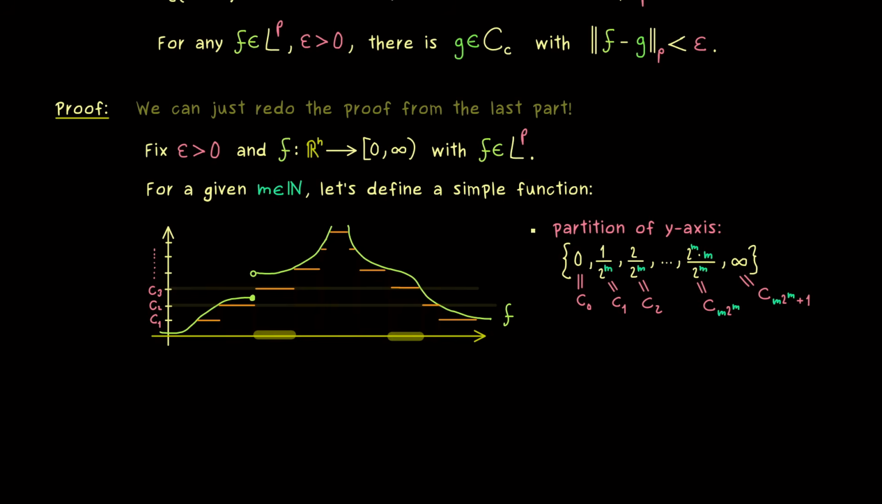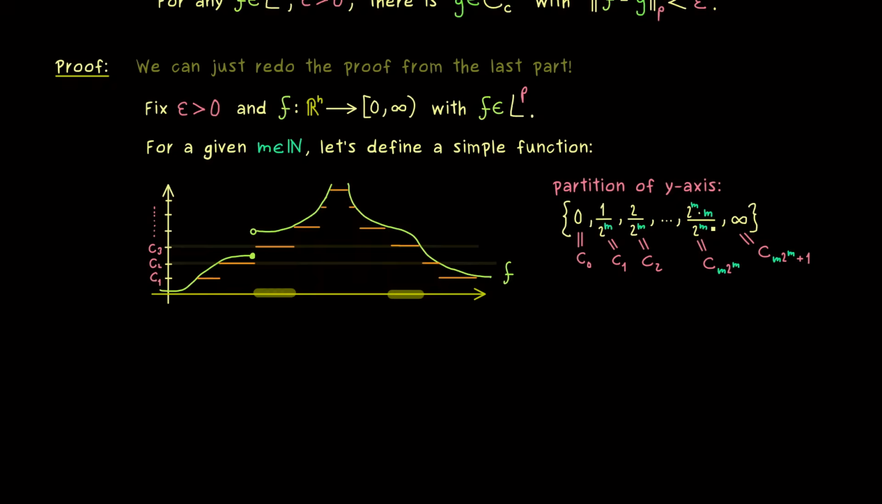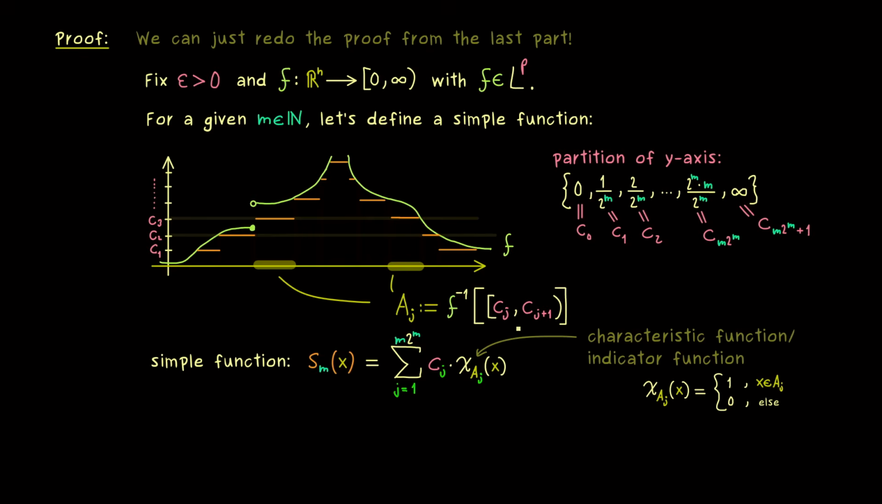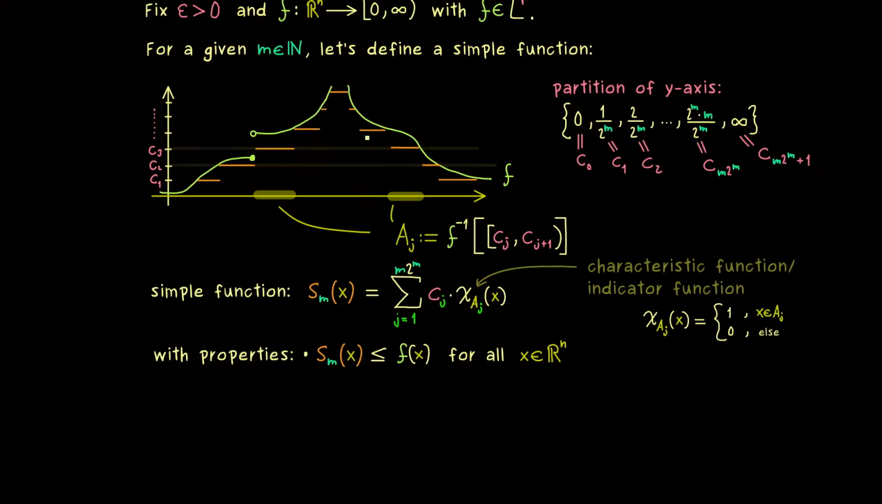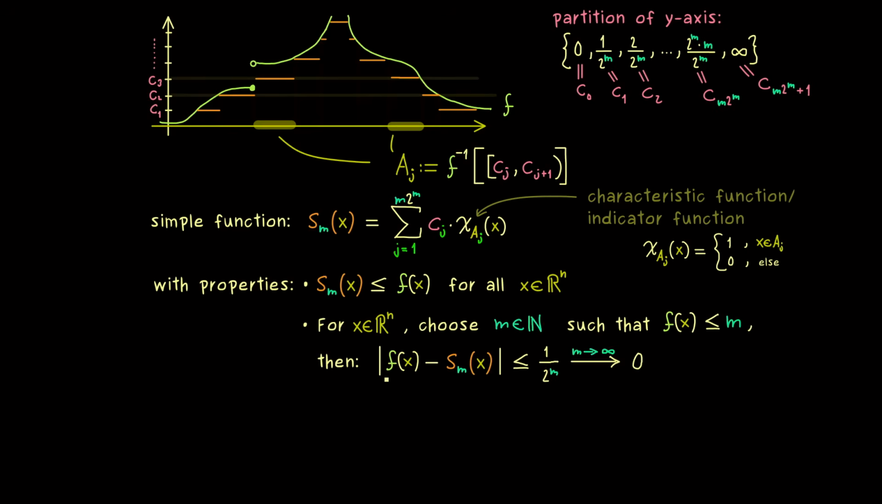This works by partitioning the y-axis, where we have the distance between two values given by 1 over 2 to the power m. And you also see that the last value we want to consider in the partition is given by m. So for every natural number, we get out a simple function that we call s_m. And indeed, by construction, the simple function lies pointwise below our function f. Moreover, we also see that eventually the distance is less or equal 1 over 2 to the power m. Therefore, we definitely have the pointwise convergence of our sequence of simple functions to our chosen function f.